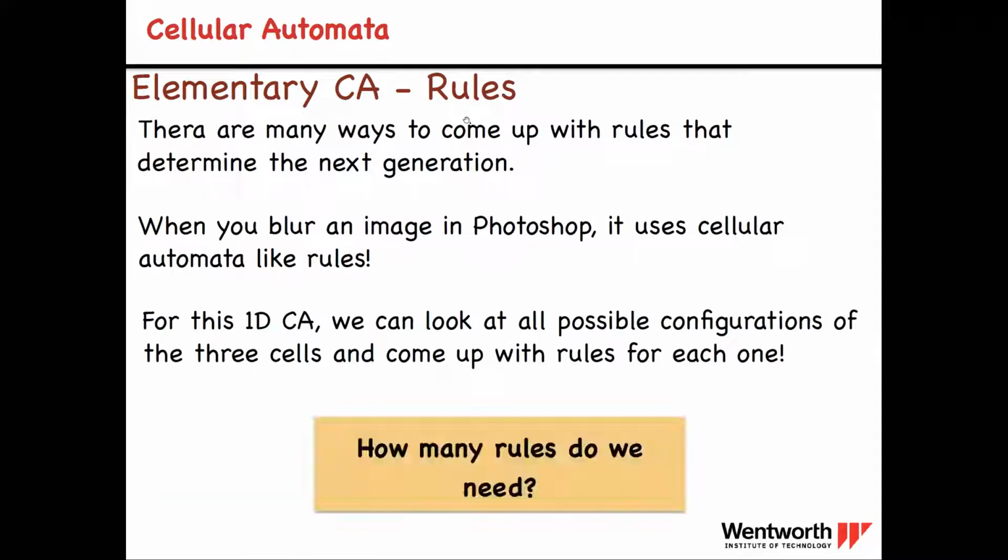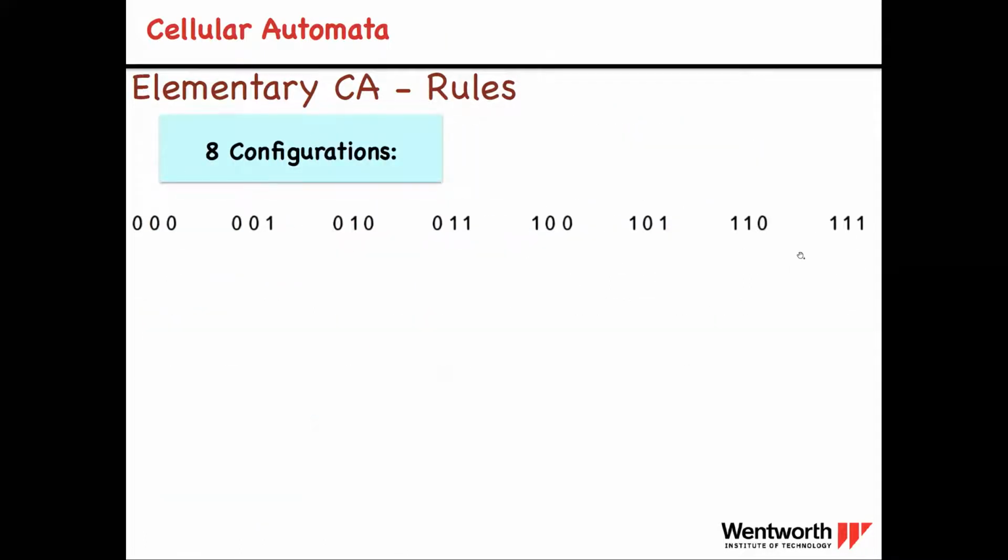So that's what I have on the next slide. We have our 8 configurations. When our 3 cells are 0, we need to make sure that we change the next generation to be some number. And then when we have 0, 0, 1, it's going to be something, and 0, 1, 0, and 0, 1, 1. One thing you might notice here is it's just counting in binary. 0, 1, 2, 3, 4, 5, 6, 7. If you've done any sort of binary stuff before, it's just counting up in binary.